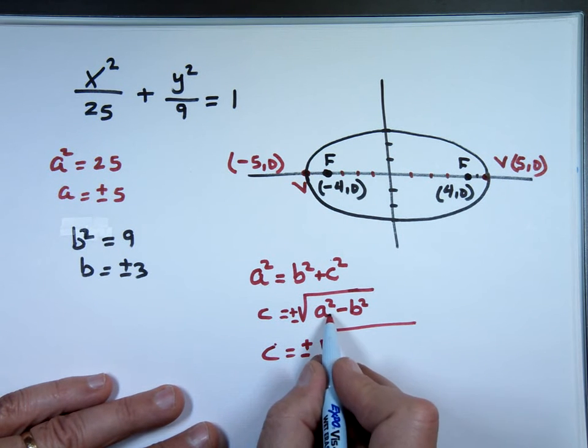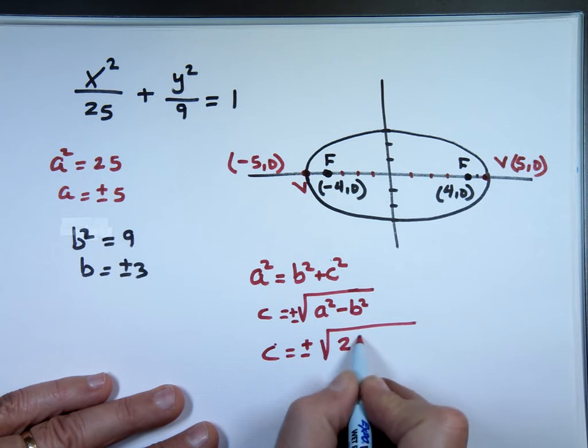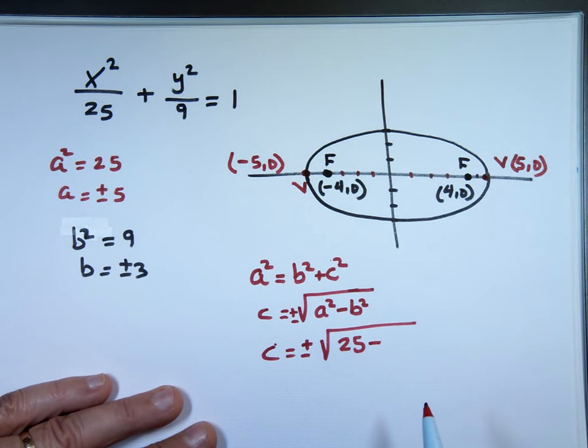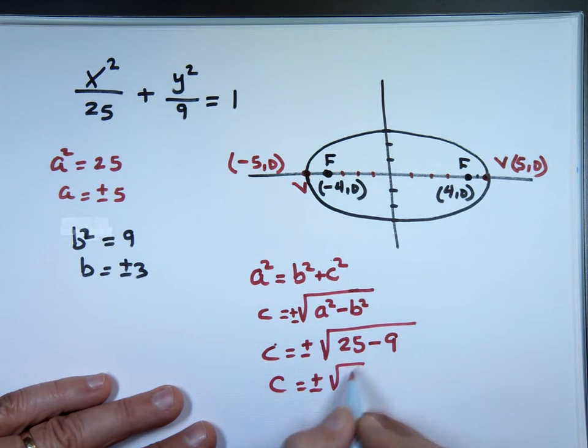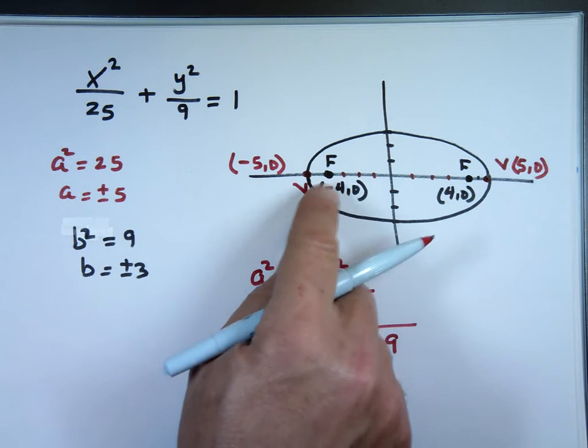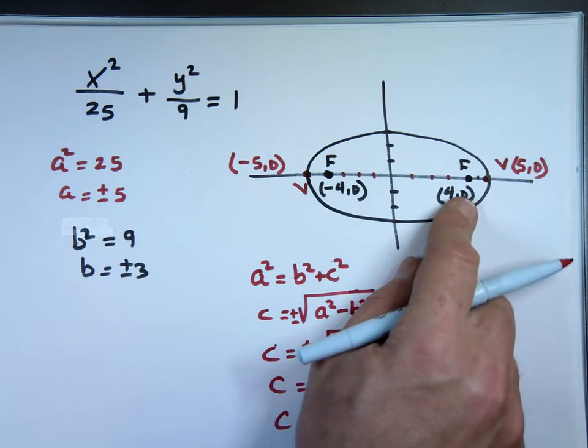What is a here? 5 squared, 25. Yep, the formula that we use for the focal point. C? 9. That's 9. Plus or minus the square root of 16, which is what? Plus or minus 4. So your focal point is going to be at negative 4, 0 and 4, 0.